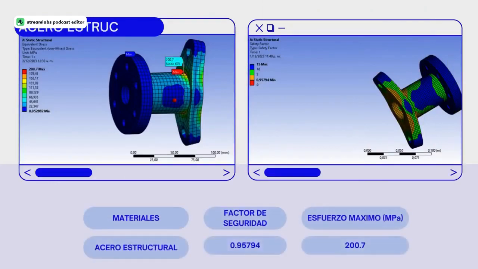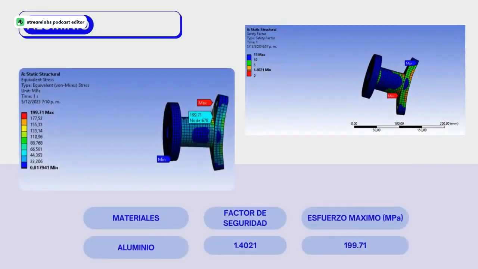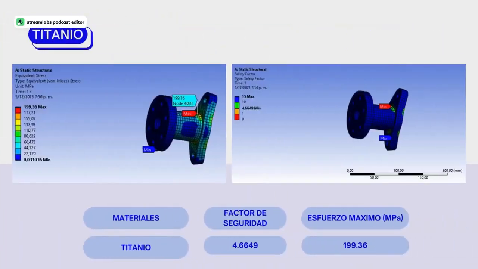In all three materials, the maximum stress is evident at approximately the same point, since this is a stress concentrator due to an abrupt transition in the shape of the piece. Furthermore, it is evident that titanium has an excellent capacity to absorb energy and resist impacts, since its maximum stress is the lowest of the three materials.